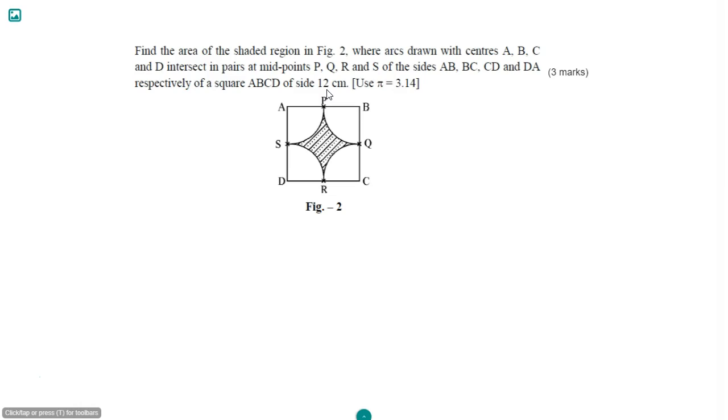So in the previous years, if you have watched the videos, you would have noticed 2 or 3 questions from areas related to circles in each year. But for 2018, this was the only question from that lesson.